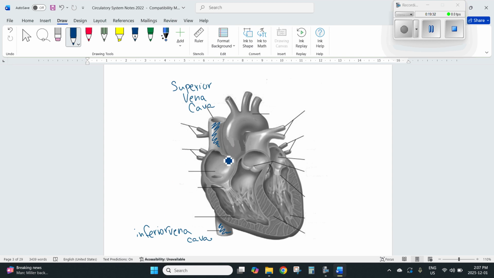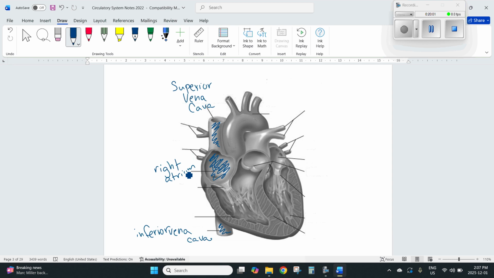Okay, I'm going to follow the pathway that blood would, so I'll be doing the labeling as if we're following the pathway in the heart. The next stop in the heart is this structure located right here. I'm shading it in blue because I know it's blue blood, deoxygenated blood. This structure is called the right atrium.